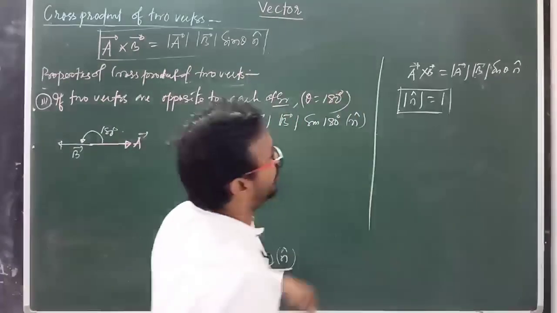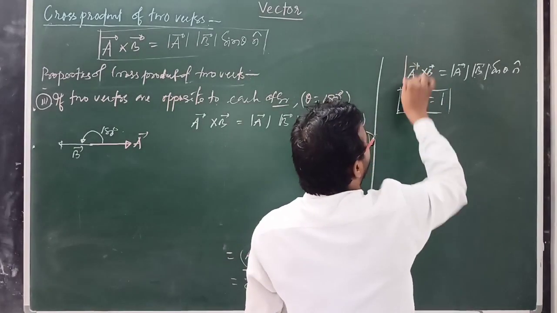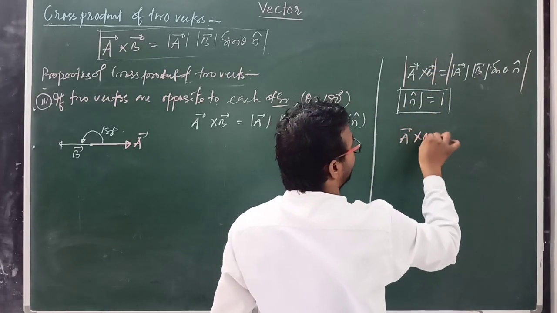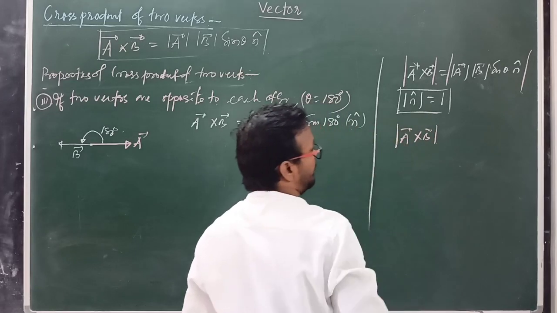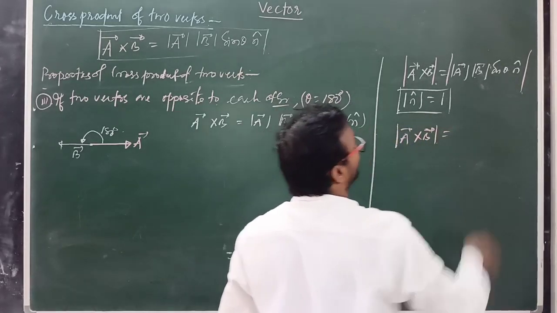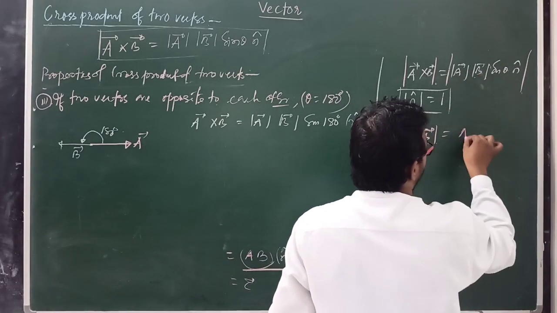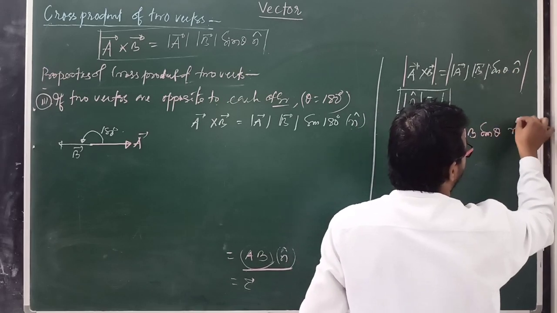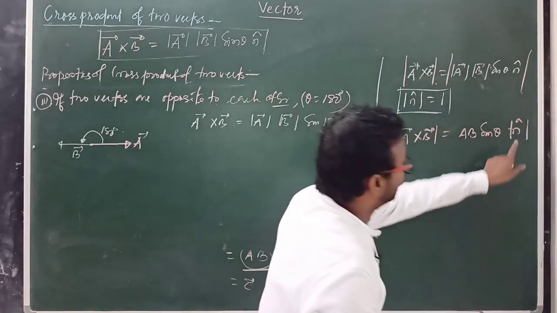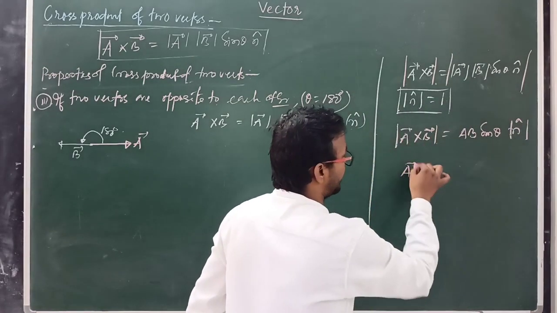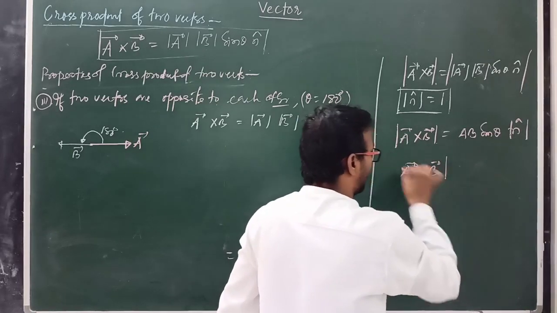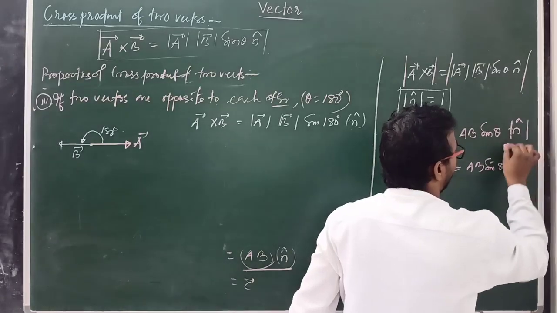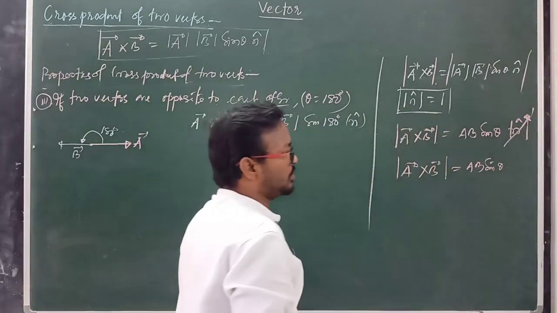So if we take magnitude on both sides, this equation means the magnitude of A vector cross B vector is equal to magnitude of A and magnitude of B, simply AB sine theta, and here the magnitude of n cap, which is equal to 1. So you can write the magnitude of A cross B vector equal to AB sine theta, and the magnitude of the unit vector is 1. Clear?